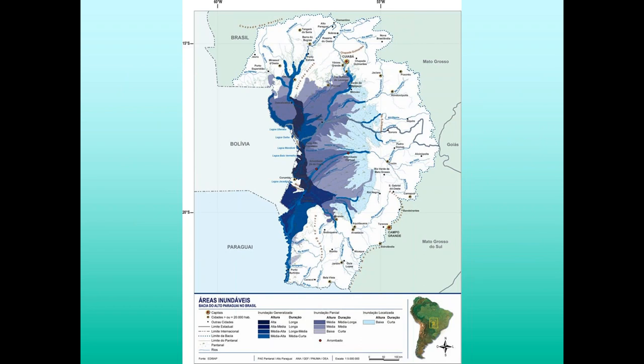You can see here the area. It is a floodplain of about 160,000 square kilometers, of which 140,000 square kilometers are in Brazil. The remaining 20,000 are in Bolivia and Paraguay. On the right side, by the colors, you see the depths and lengths of the inundation. In the east, you have low floods for shorter periods, and in the west, you have deep floods for longer periods.